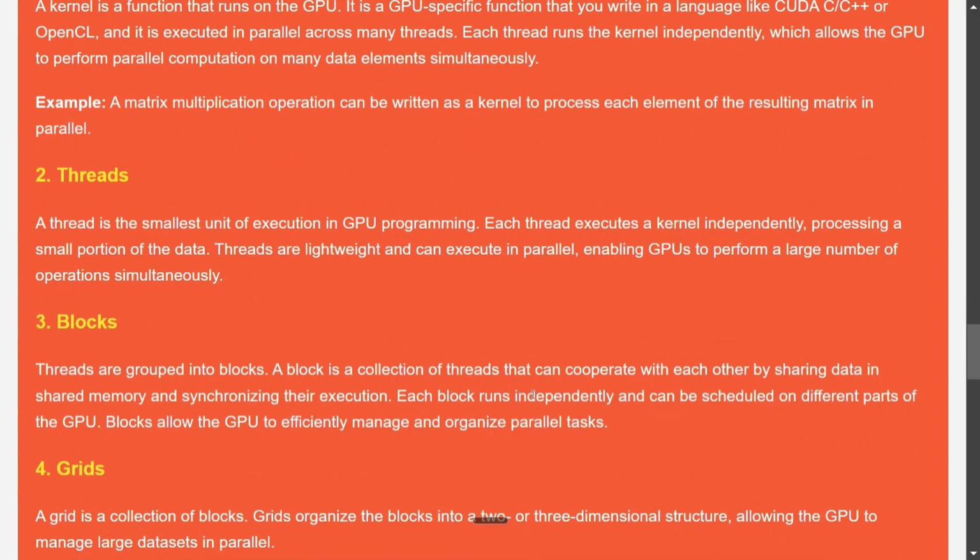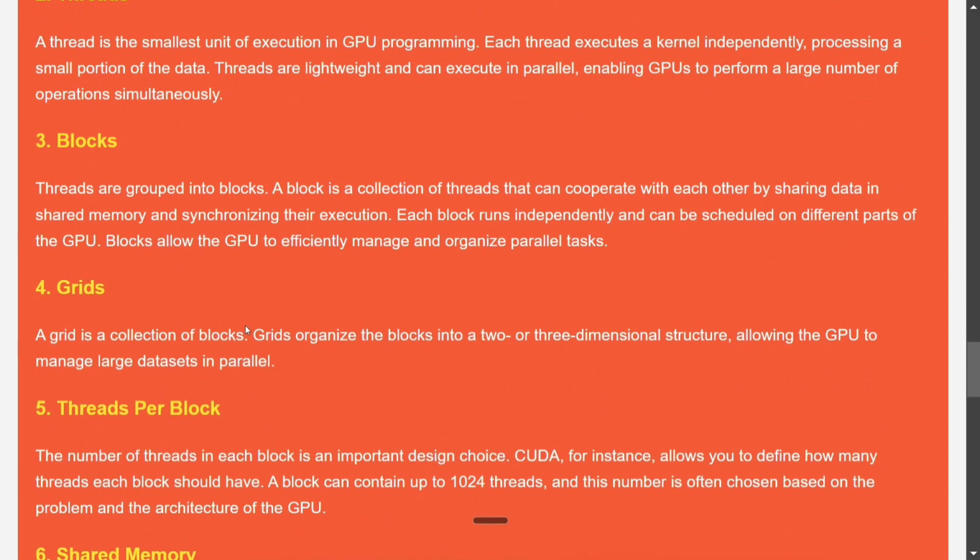So the smallest unit is the thread. The second hierarchy is the block, and the third hierarchy is the grid. So a collection of blocks becomes a grid. A grid organizes the blocks into a 2 or 3 dimensional structure, allowing the GPU to manage large data sets in parallel.